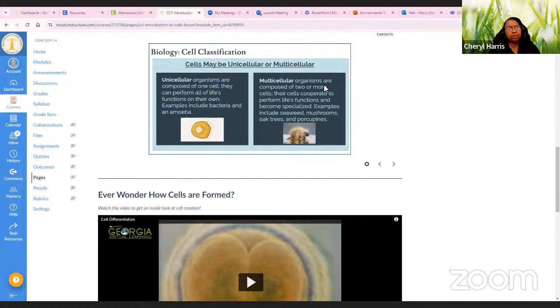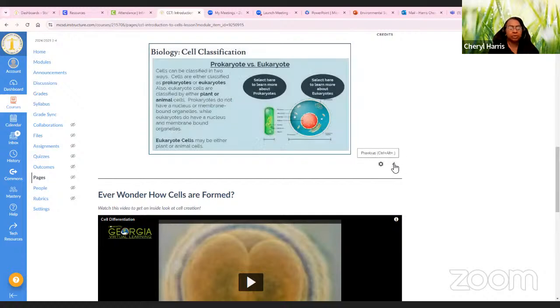Then we have multicellular organisms such as ourselves, and we have many cells working together as a unit in order to create all of the necessary functions that we need to carry out life. So those are two words you need to be aware of. Again, a lot of vocabulary: multicellular, unicellular.